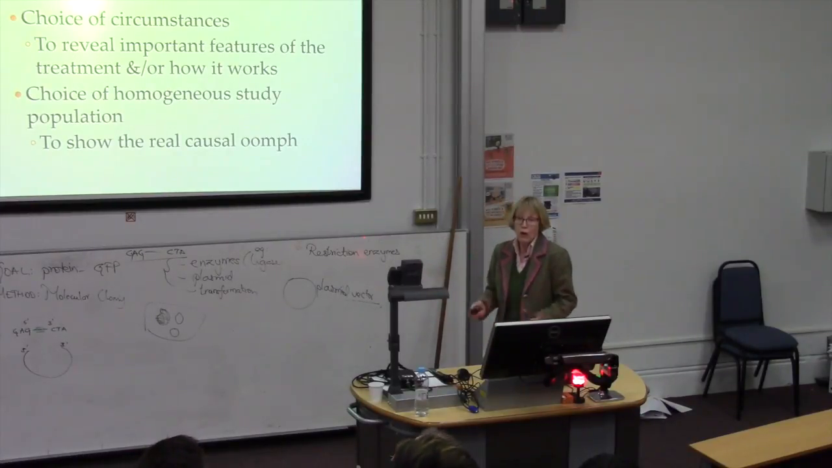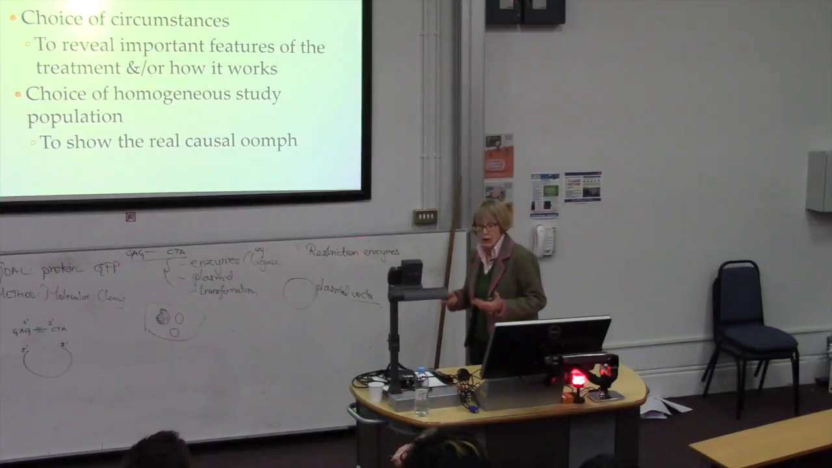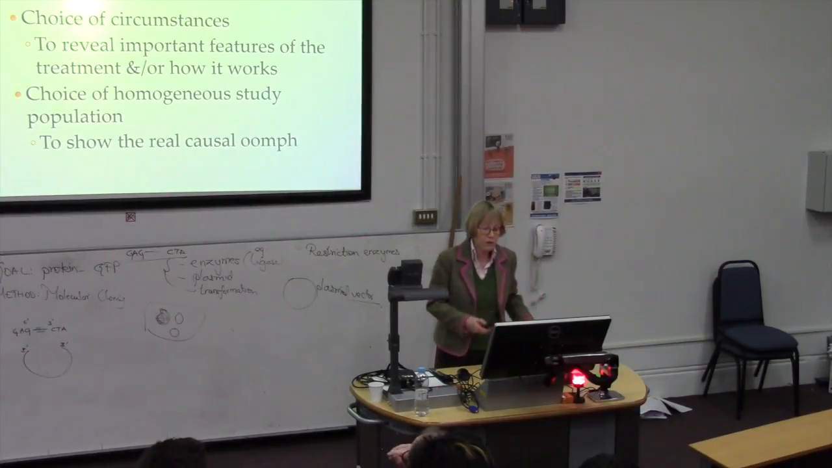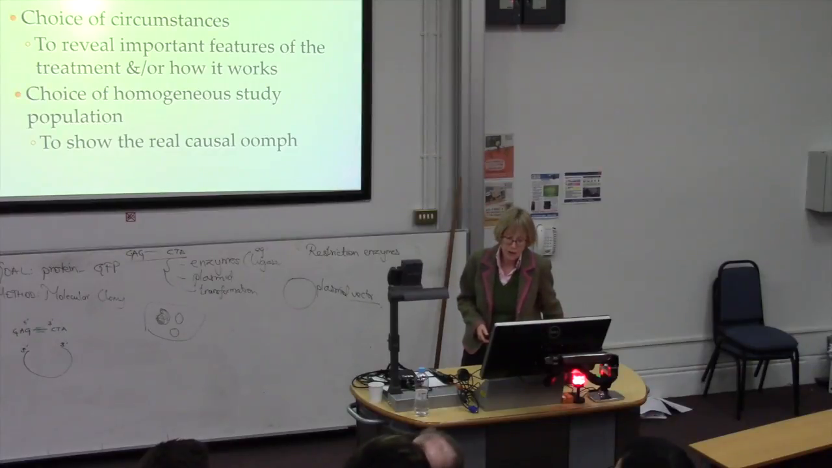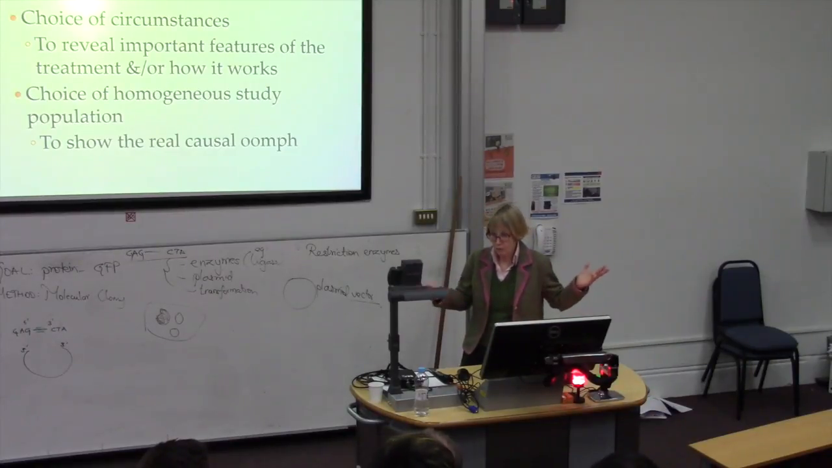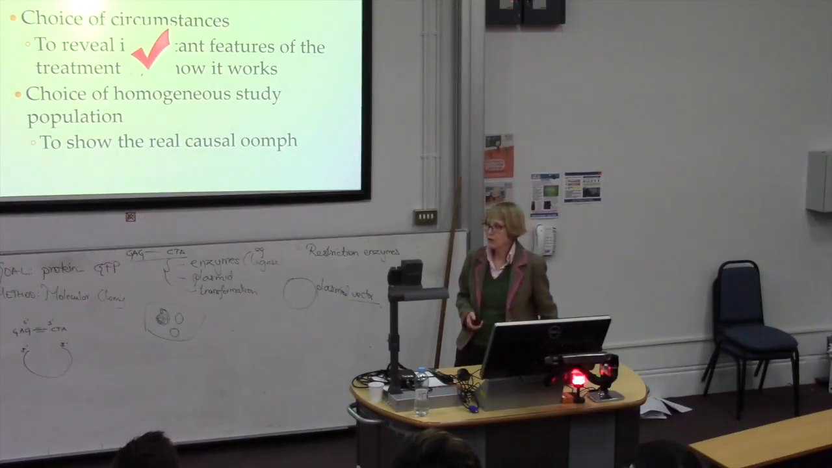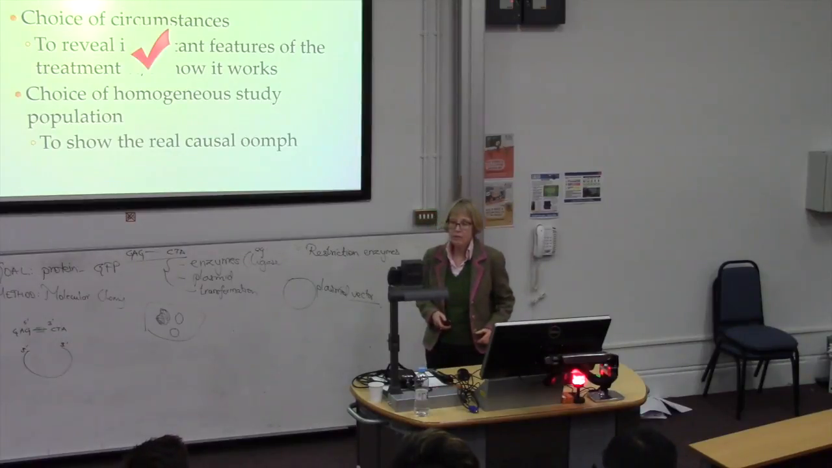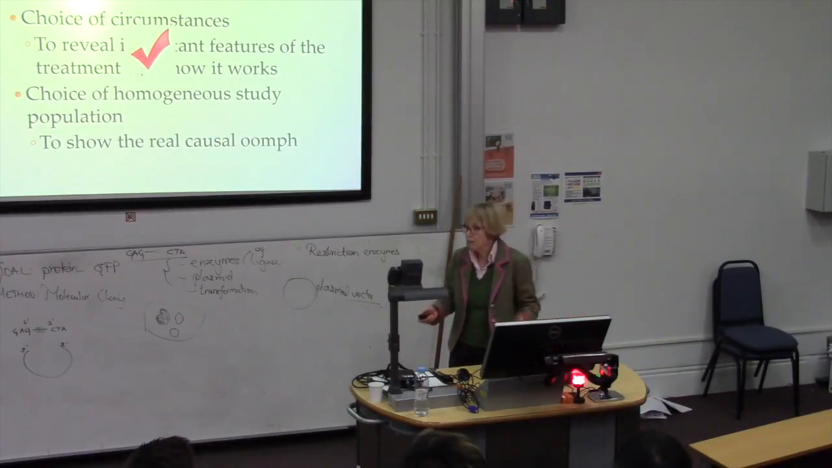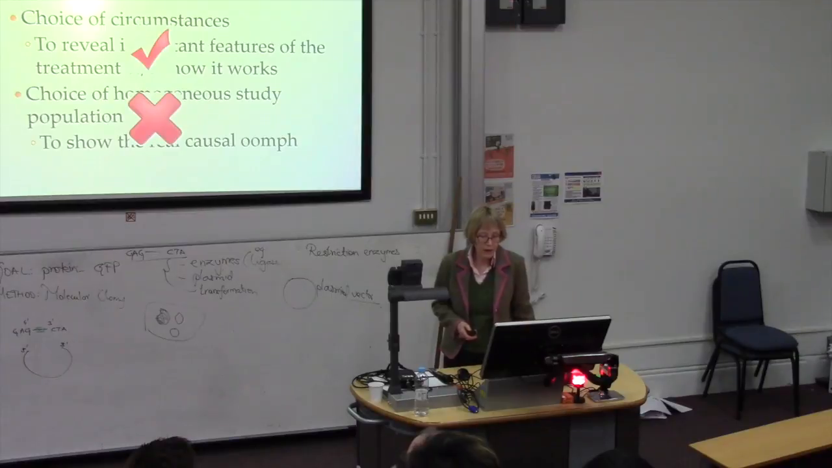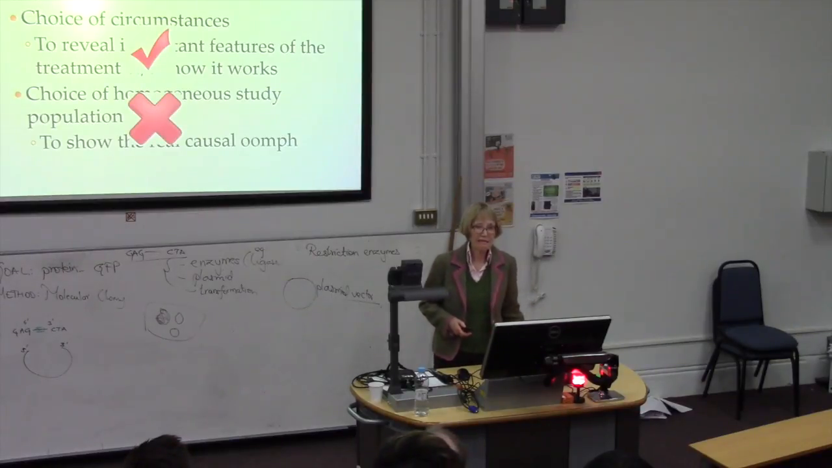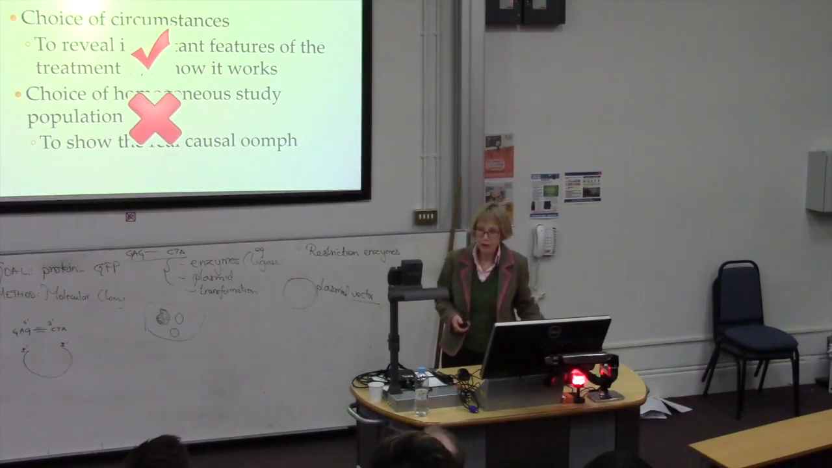But one of the reasons people want a homogeneous, ideal, in the sense of a homogeneous study population, is to show the real causal link. So I'll come to that. I think the first reason for doing a, quote, ideal trial is generally a good one, or can often be a good one. And the second one is generally not such a good one. So that's what I'm going to come to.